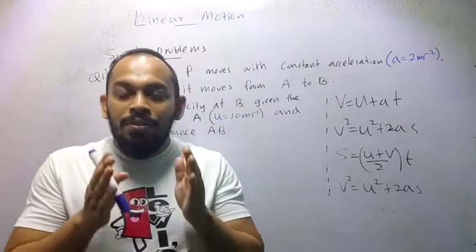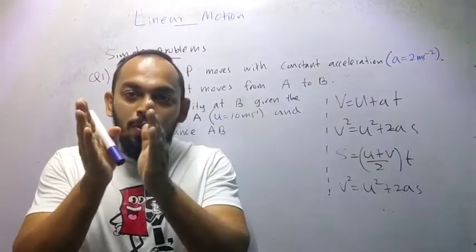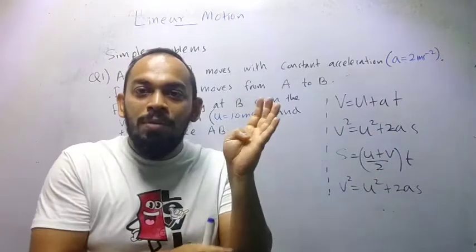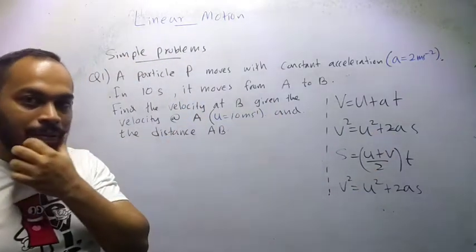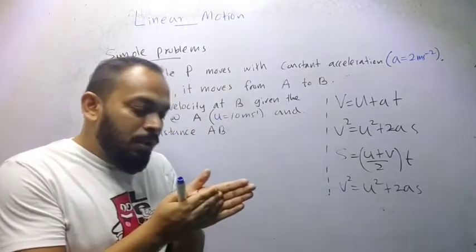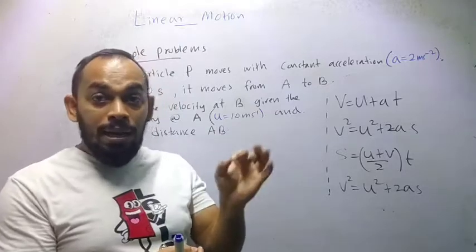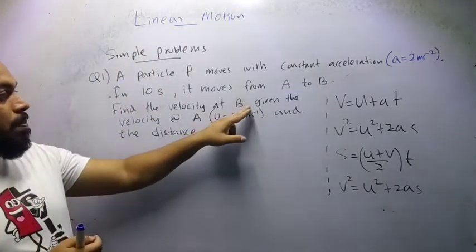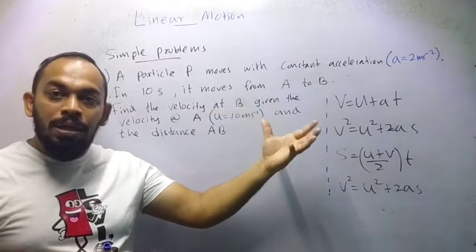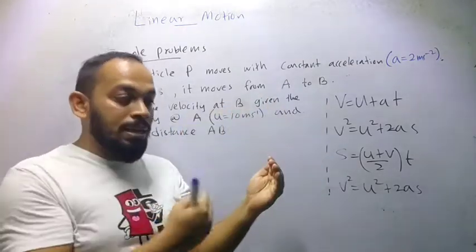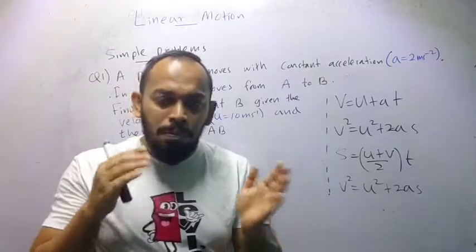Right? So now if in 10 seconds it goes from A to B, time starts at A. So at that point, we are talking about the initial velocity at A. Velocity at B given the velocity at A. So we have to find the velocity at B, which means the final velocity. In 10 seconds, you arrive at B. So this is a piece of motion.